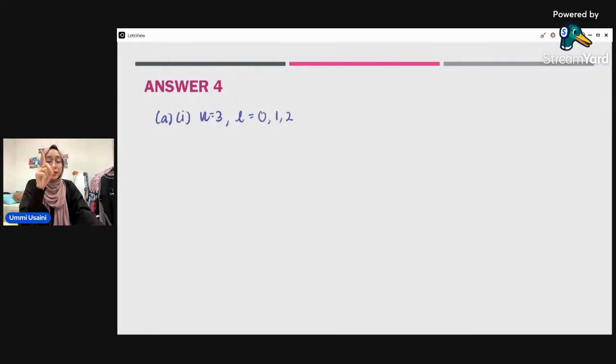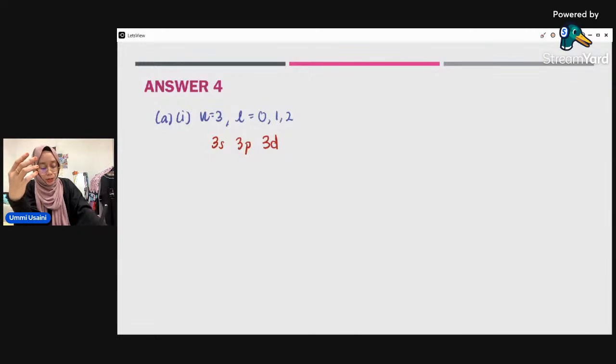Bermaksud, okay, the type of orbitals yang possible dekat sini ataupun type of subshell yang ada kat sini, it can be 3s, okay, it can be 3p, and also it can be 3d then. Okay, kenapa 3s? 3s sebab bila L equals to 0. And then we got 3p because the L value is 1. And then untuk L value 2, we got 3d then. Okay, so kita ada three types of orbital here, 3s, 3p, 3d.